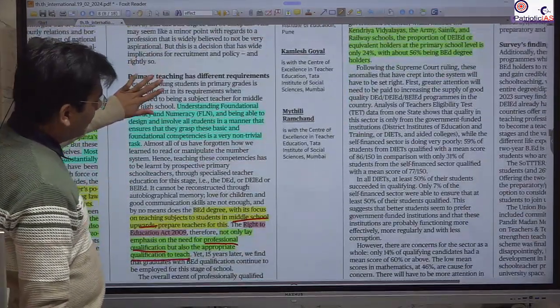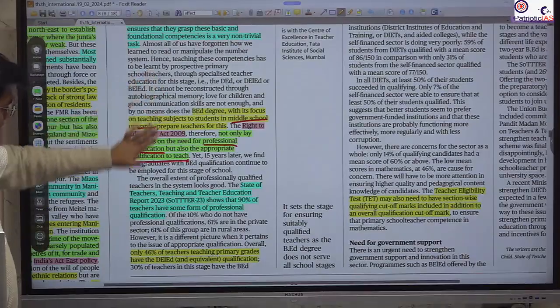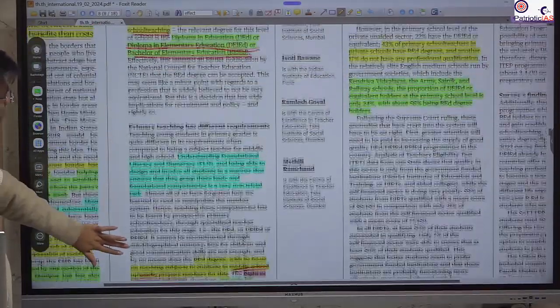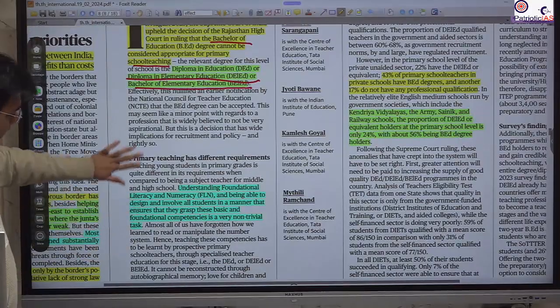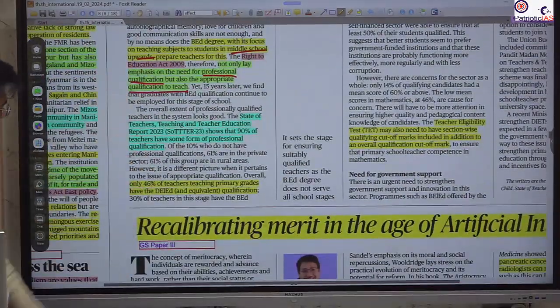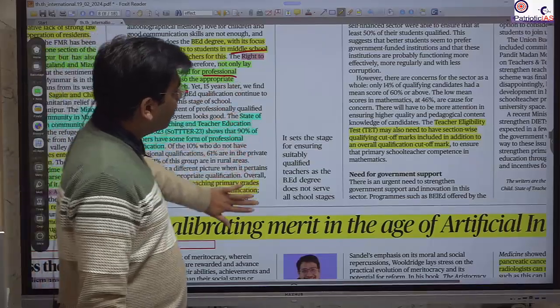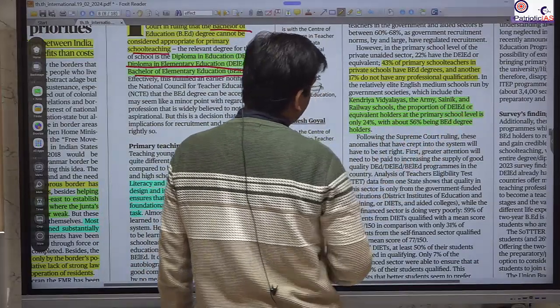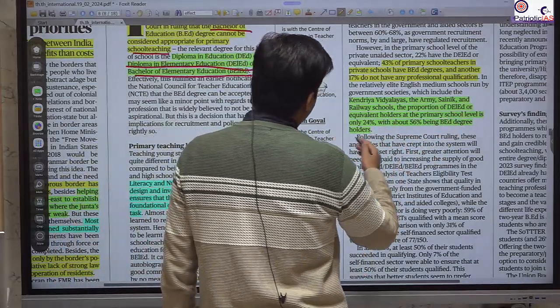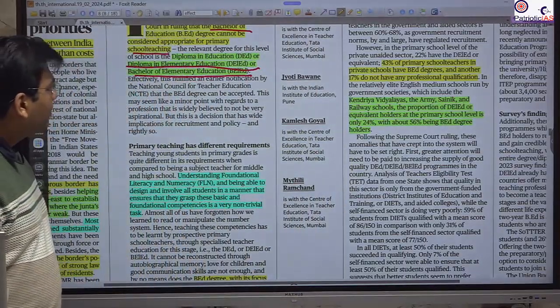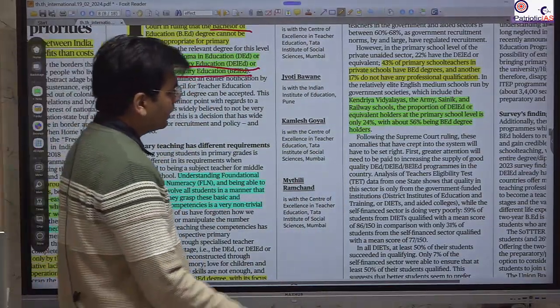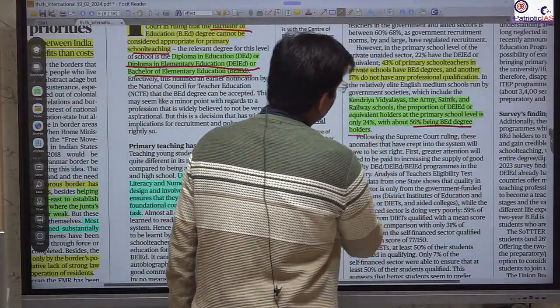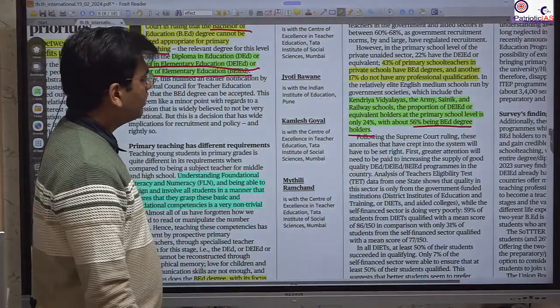Okay, so this is all about it, and further it has been given how these courses, DElEd and BElEd, are lacking, and here it is given the data that only 46% of the teachers teaching in the primary grades have the DElEd or equivalent qualification. Same here, it has given the data for the Kendriya Vidyalaya, Army, Sainik, and railway schools. They are also lacking the DElEd and BElEd courses. Okay, so this is mainly dominated by the BEd course and those persons trained in the BEd course.